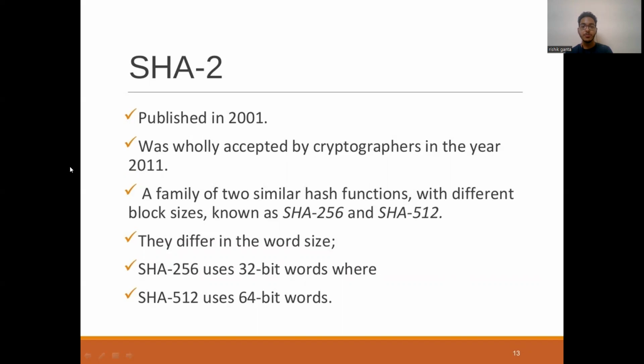SHA-2 was published in 2001. It was wholly accepted by cryptographers in the year 2011. It is a family of two similar hash functions with different block sizes known as SHA-256 and SHA-512. They differ in the word size. SHA-256 uses 32-bit words, whereas SHA-512 uses 64-bit words.